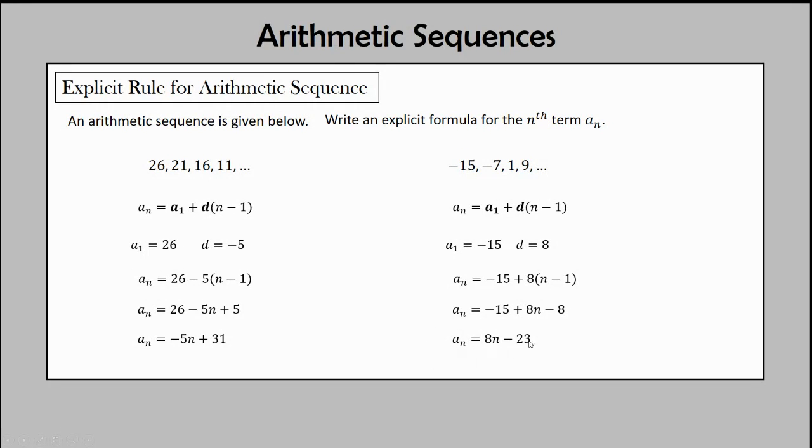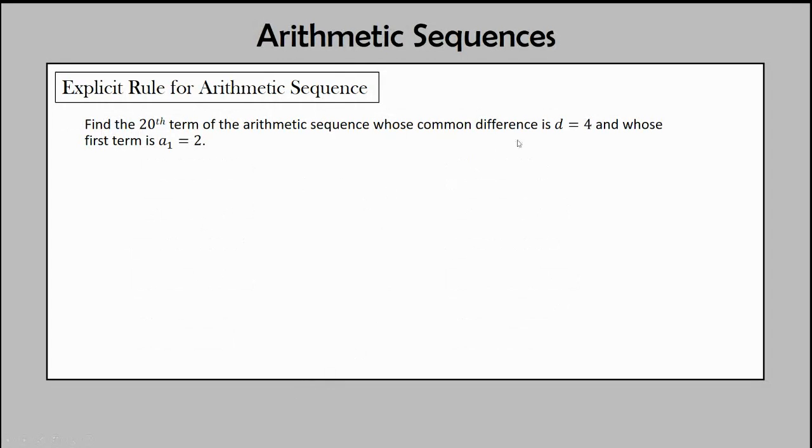To find any term in this sequence, if I want to find the 100th term, I'm going to put 100 in place of that n, calculate my answer, and that would tell me what the 100th term would be in this sequence. Okay, so that's how we write an explicit rule for an arithmetic sequence.